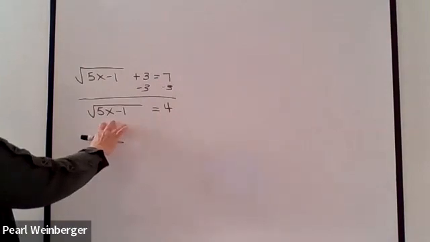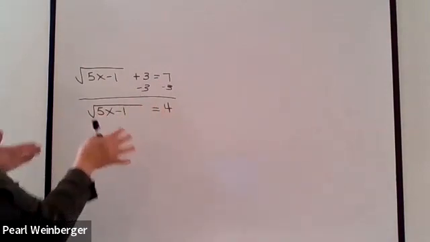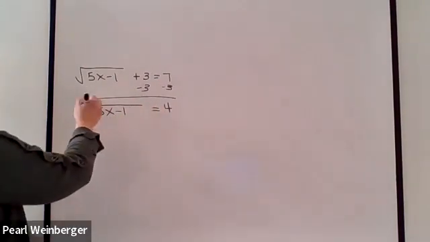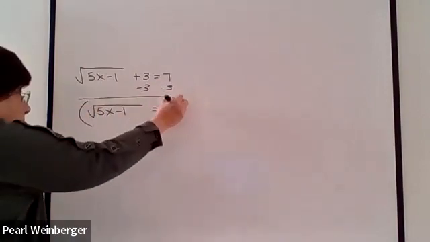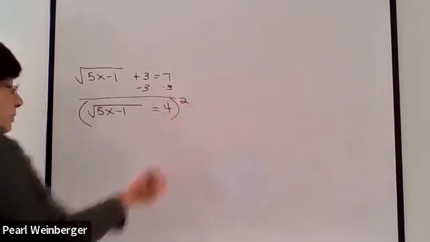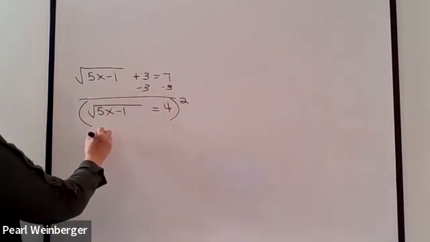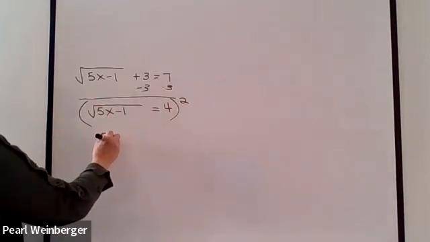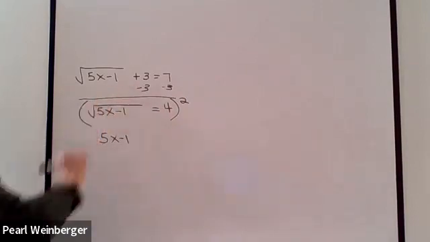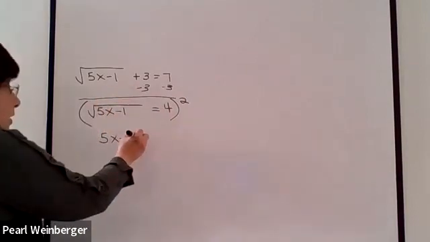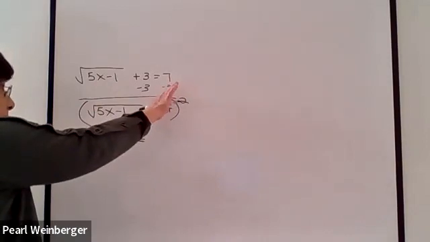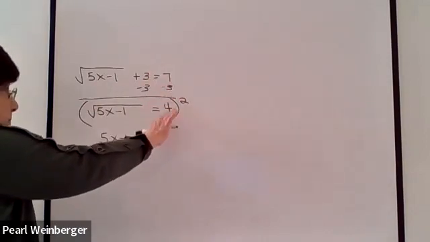And now at that point where I was before, where I have my radical all by itself, I want to get rid of the radical. I'll do that by squaring both sides. The side that has the radical just gets me what's inside the radical without that sign. The other side that's not inside a radical sign, I actually multiply it out.